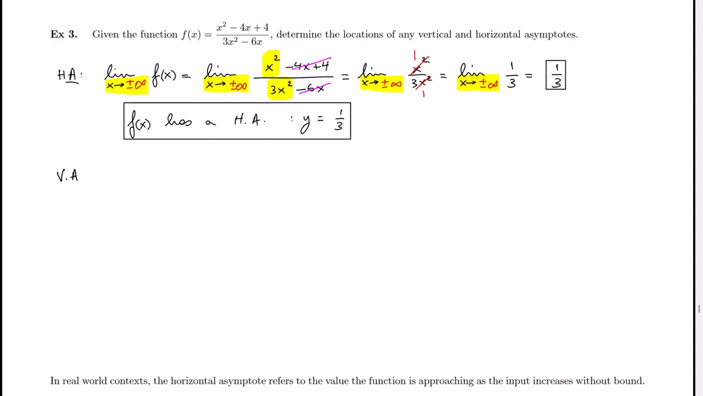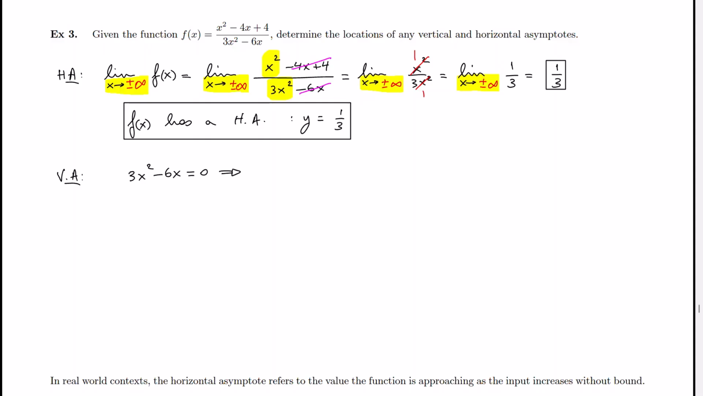Now, let's look for the VA. So how do you find the vertical asymptotes? To find the vertical asymptotes, again, you need to know the numbers that make the denominator equal to 0. My denominator in this problem is 3x squared minus 6x, and I need to know what makes it equal to 0. Well, before I figure that out, let's try to factor it.